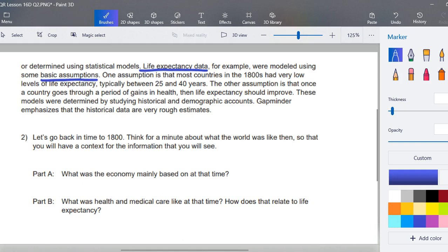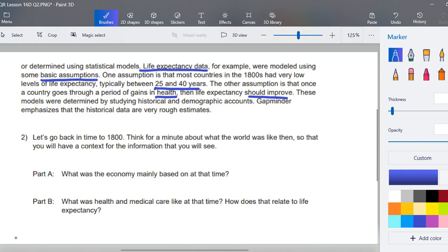One assumption is that most countries in the 1800s had very low levels of life expectancy, typically between 25 and 40 years. The other assumption is that once a country goes through a period of gains in health, then the life expectancy should improve. These models were determined by studying historical and demographic accounts. Gapminder emphasizes that the historical data are very rough estimates.